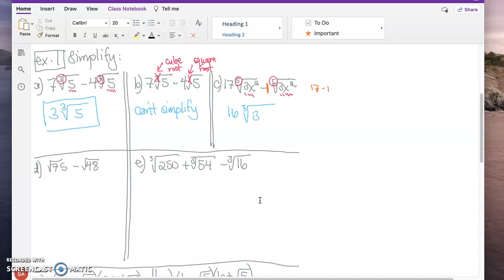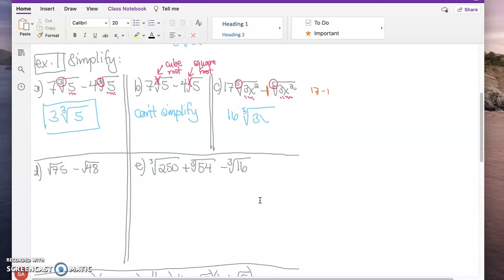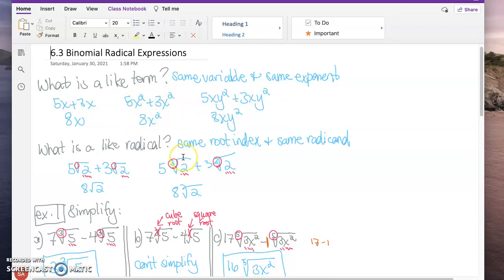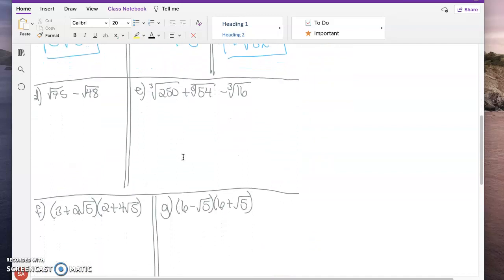Let me scroll up and show you what I'm talking about here. The x in this didn't change. It stayed x. We just added 5 plus 3. The x squared didn't change. It stayed x squared. We just added 5 plus 3, and so on and so forth. So that's what I'm talking about.